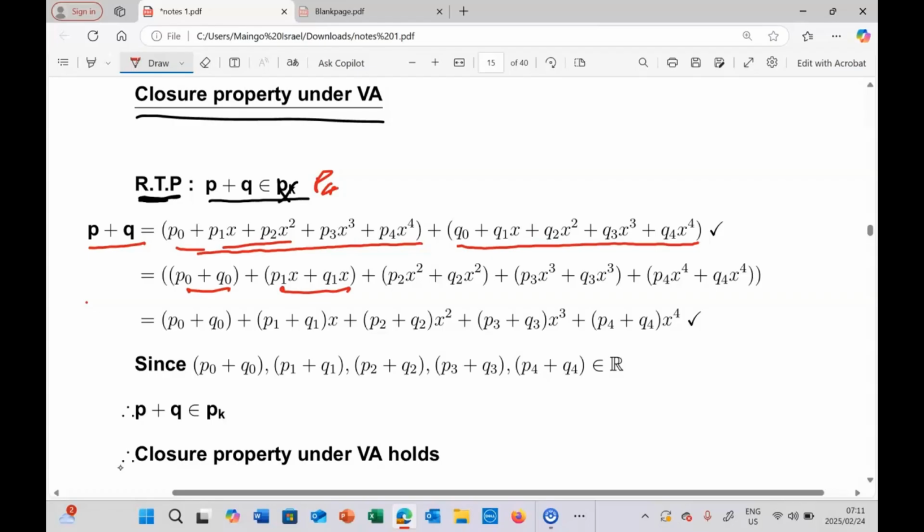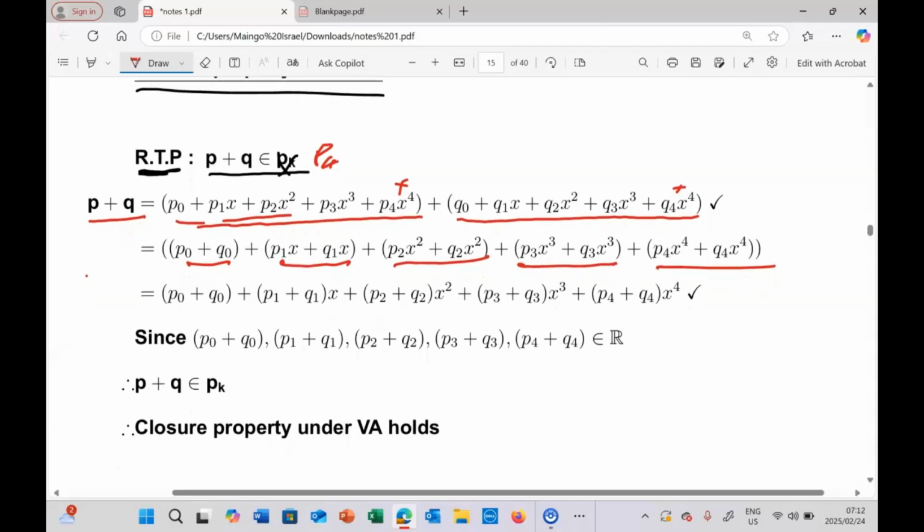So P2 x to the power 2 and Q2 x to the power 2, we add them together. Then P3 x cubed plus Q3 x cubed, we also add them together. And lastly, P4 x to the power 4 and Q4 x to the power 4, we add them together. After doing that, we take out the common factor of x in each of these monomial terms.